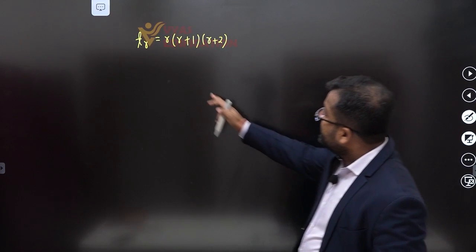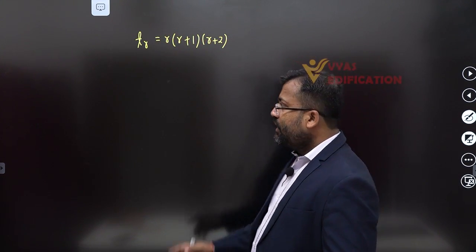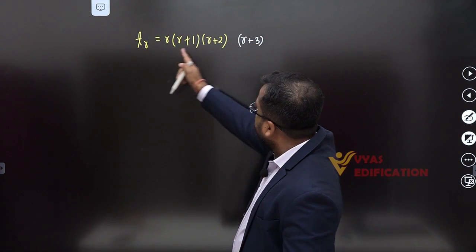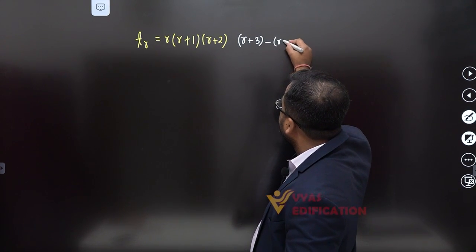If you see, these 3 numbers are consecutive, right? These are 3 consecutive terms. So what will be the next term? Next term will be R plus 3. What will be the previous term? That will be R minus 1.